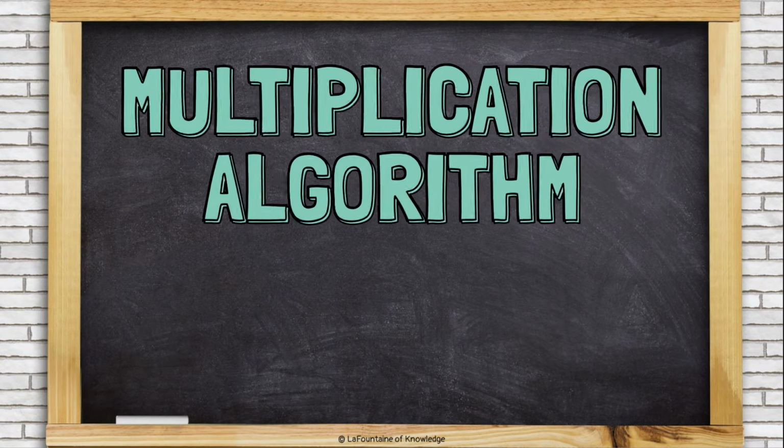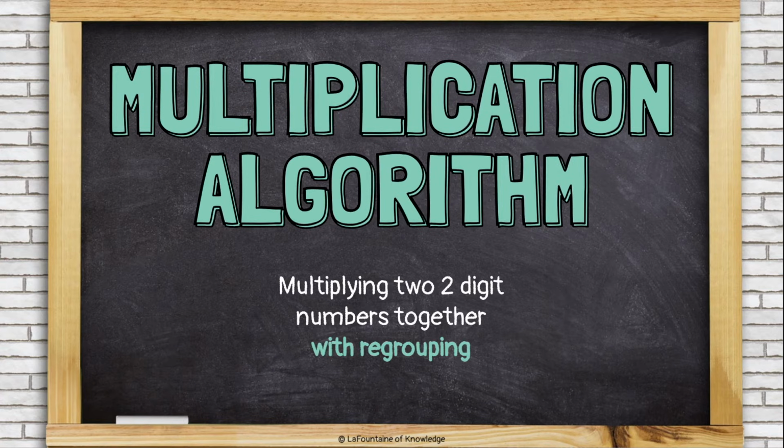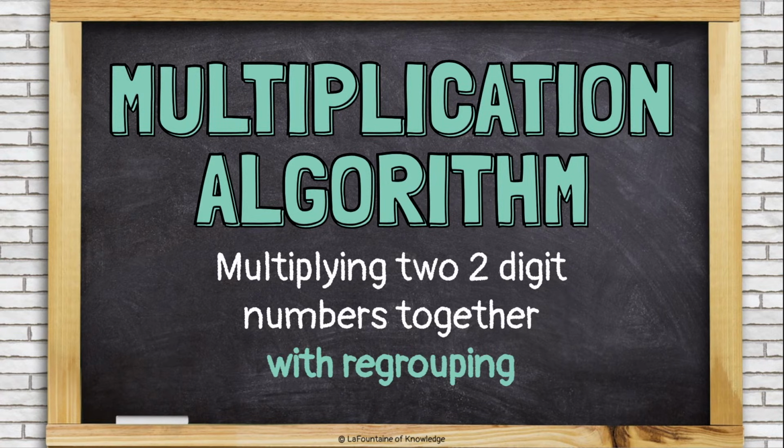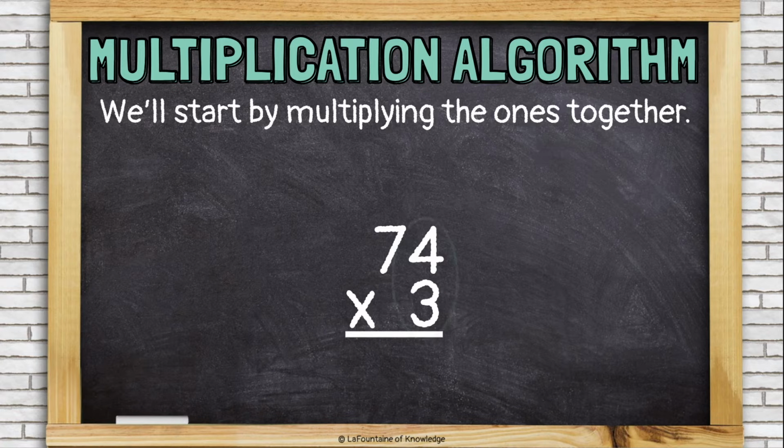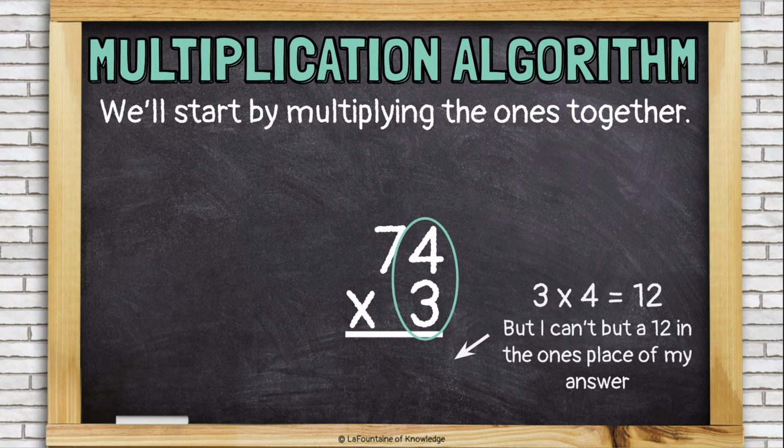Now let's look at the multiplication algorithm. Still two digits times two digits, but this time with regrouping. So first, let's review multiplying a two-digit number by a one-digit number with regrouping. 74 times 3. All right, I'm going to do 3 times 4 to start. 3 times 4 is 12. But I can't put a 12 in the ones place of my answer.